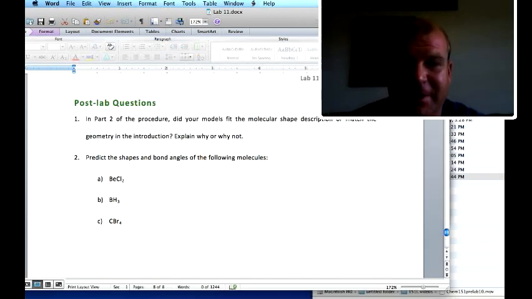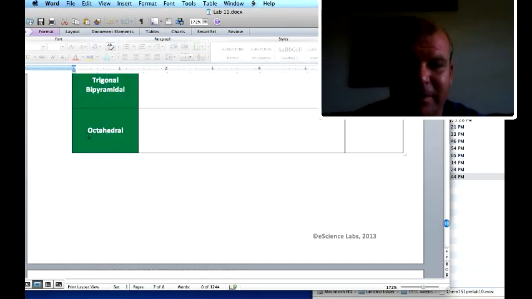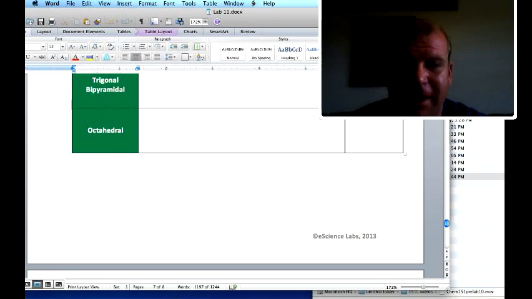So if anything happens, let me know. This is a fairly simple lab. Take a picture. Give me a picture of your octahedral, because that's usually a telltale sign. Let me know if you have any questions, and I will see you next time.